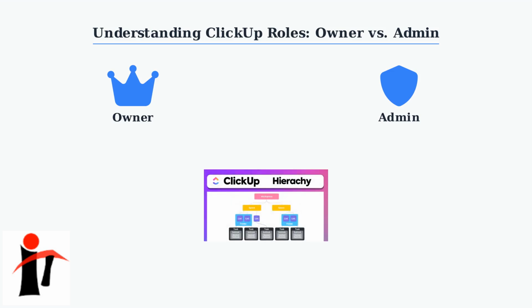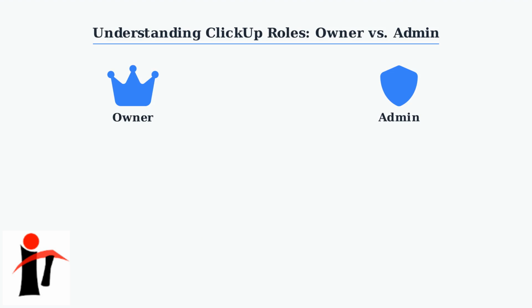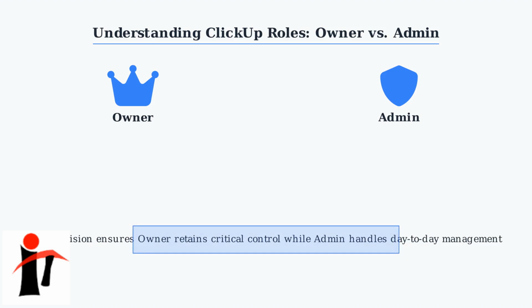The ClickUp hierarchy shows how workspaces contain spaces, folders, lists, and tasks. Owners and admins work at the workspace level to maintain this structure. This clear separation of roles ensures that critical functions like billing and workspace integrity remain under owner control, while delegating operational management to trusted admins for efficient team collaboration.